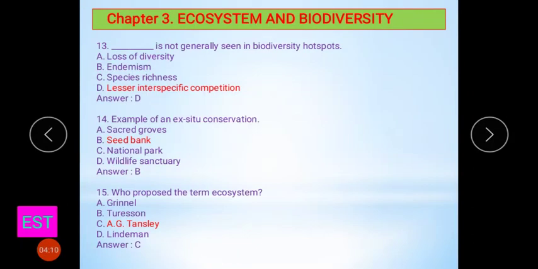14. Example of ex situ conservation. Sacred groves, national parks, and wildlife sanctuaries are all examples of in situ conservation. But for ex situ conservation, the seed bank is there. Who proposed the term ecosystem? We know it is option C, A.G. Tansley.